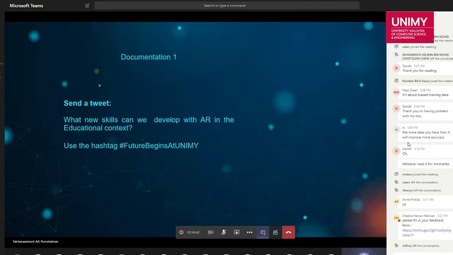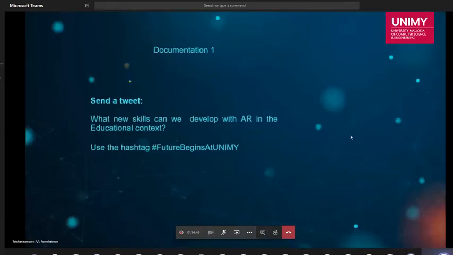So how do you look at augmented reality in the educational context? Do you want the traditional classroom, or do you want augmented reality technology in the class? As an example, you would not need a whiteboard there; it will be empty. Once you are there, you use virtual reality or the glasses you wear, and you can look into the whiteboard. It's an interesting idea you can come out with. You can tweet it to the hashtag future begin at Unimi one.